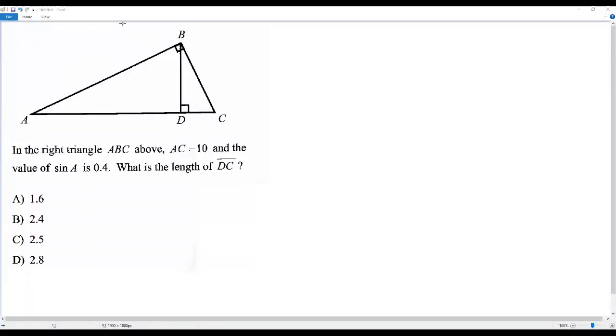Here we have a SAT math problem. Okay, let's go to the question. There is a triangle given over here. In the right triangle ABC above, AC equals 10 and the value of sine A is 0.4. What is the length of DC?